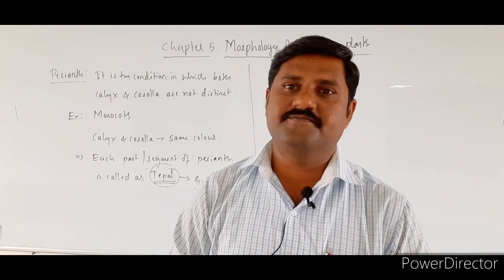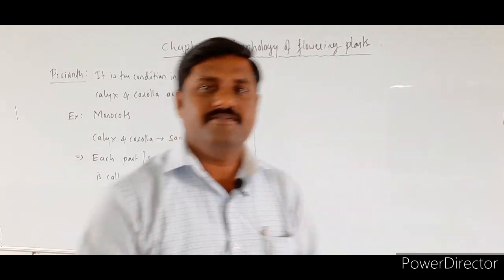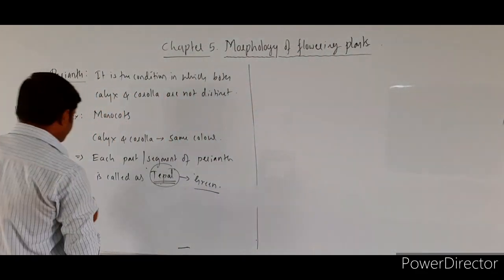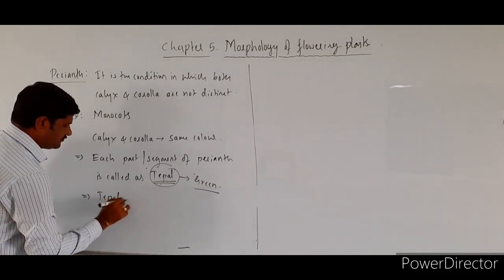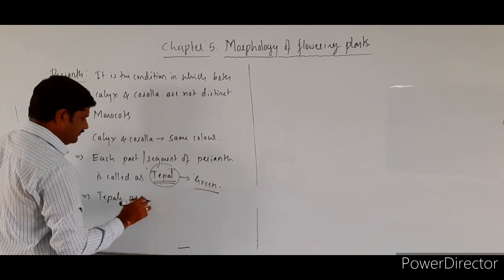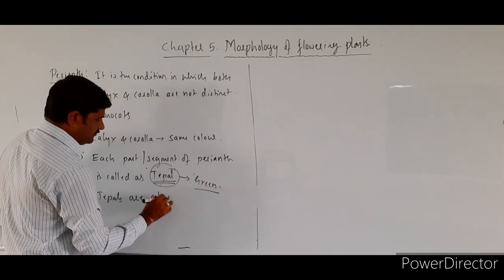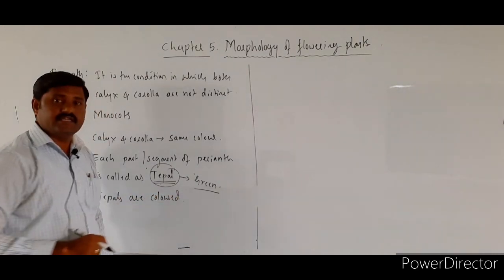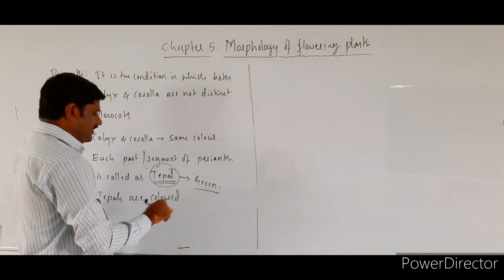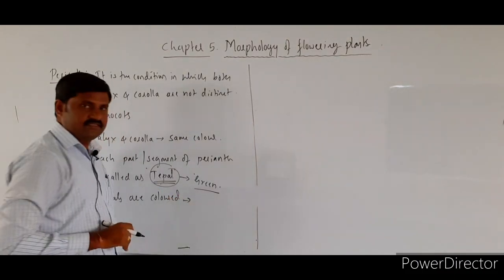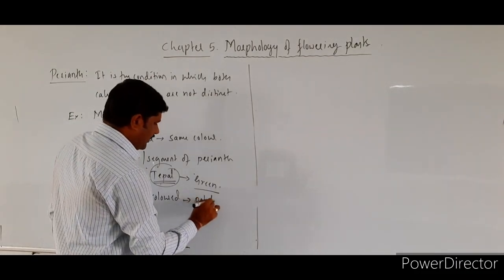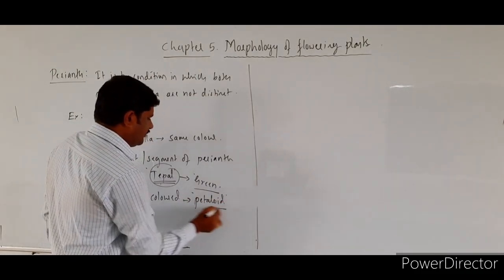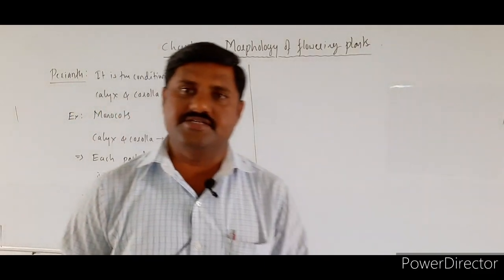Sometimes in some of the flowering plants, flowers, what happens? These tepals are brightly colored in nature, and such kind of tepals are said to be what? It is petaloid. It is said to be petaloid condition.